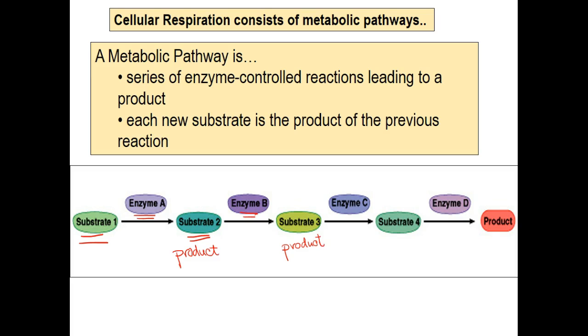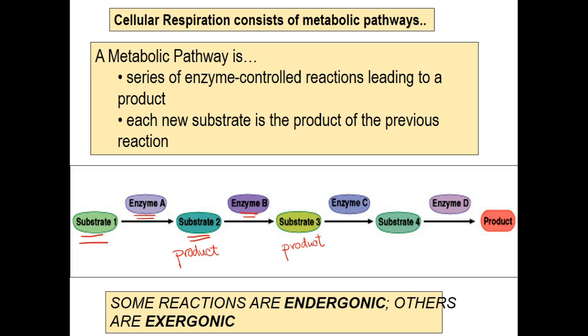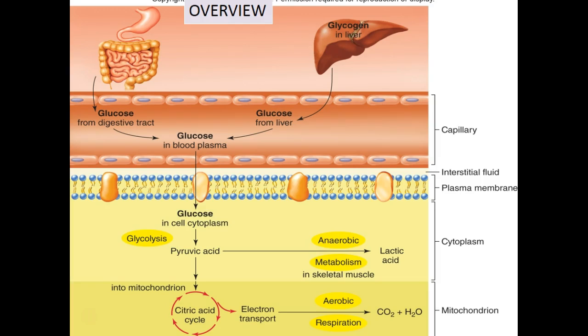And so when the product of one reaction is the substrate of the next, what happens is you have a biochemical pathway, which is also known as a metabolic pathway if it's involved in metabolism. And some of these reactions may be endergonic, meaning they take in energy, and other reactions are exergonic, meaning they give off energy.